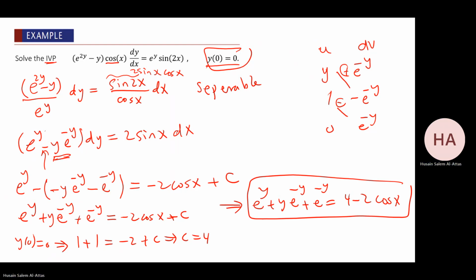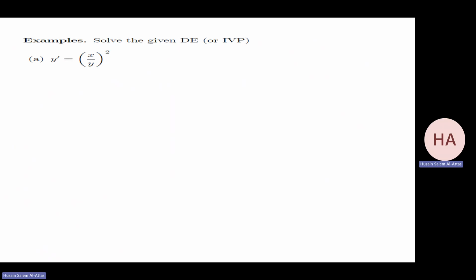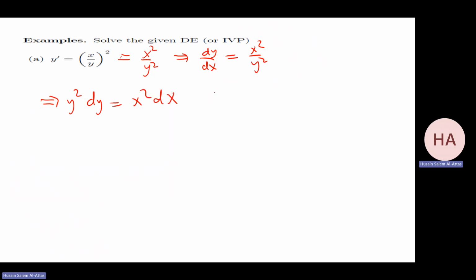That would be my solution of the initial value problem. Okay. Solve this one: y prime equals (x over y) all squared. So that is x squared over y squared. That implies dy over dx is x squared over y squared. Yeah, so I can separate it: y squared dy equals x squared dx. Now it's very clear, this is separable. How do you solve it? Integrate.